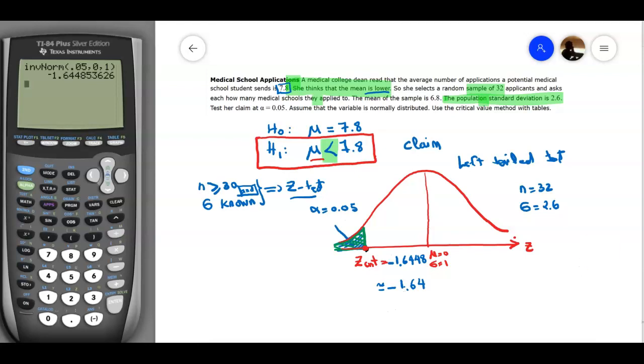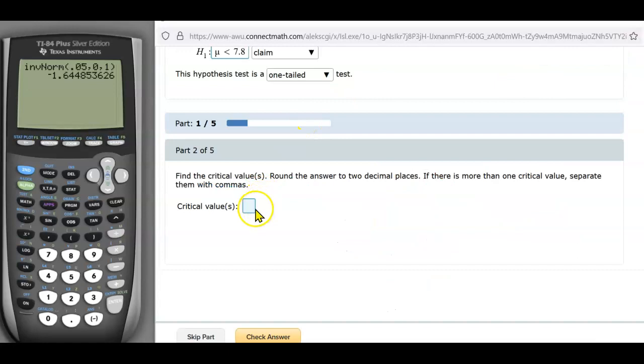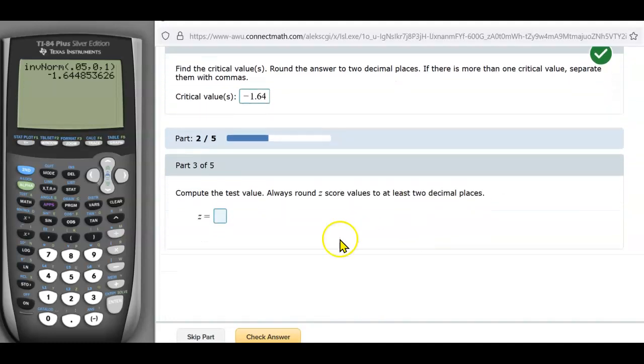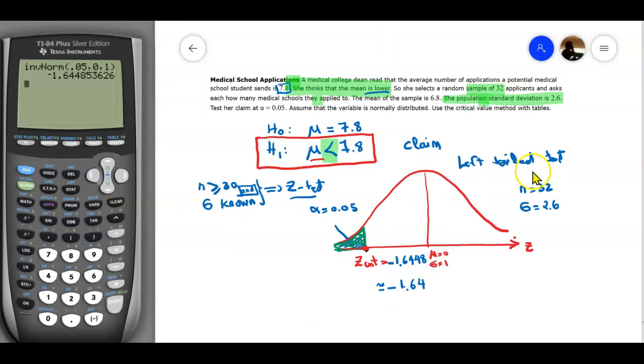So let's plug in minus 1.64 first and see. Minus 1.64, and you're going to have only one critical value, right? Yeah, it went through. Great. Okay, so now we want to compute the z-test value. All right. So what is the z-test value?